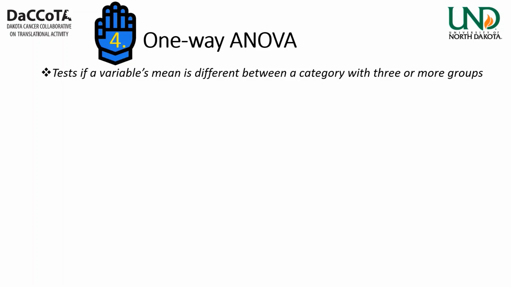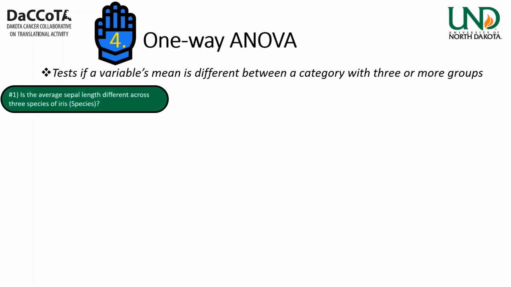ANOVAs are testing, at least in a one-way ANOVA, if a variable's mean is different between a category with 3 or more groups. So this is really the logical extension of a t-test, which looks at 2 different groups, to more groups in that category. So not too much more difficult, but it'll start to need more nuance and intelligibility in examining the results. So let's look at that.